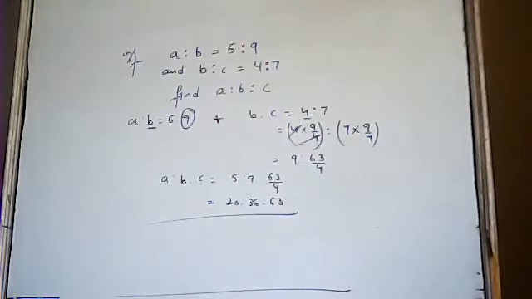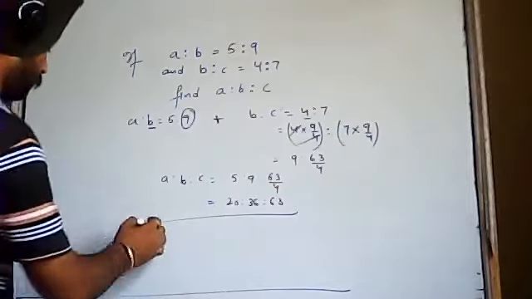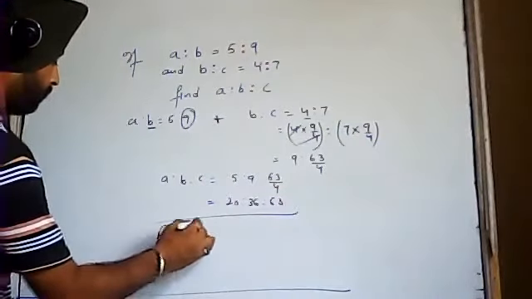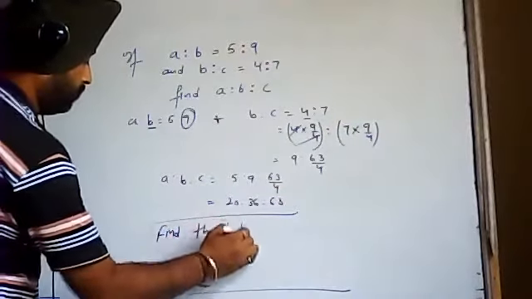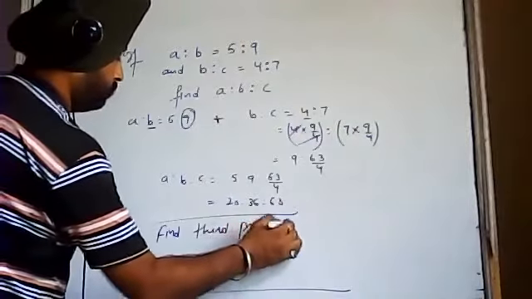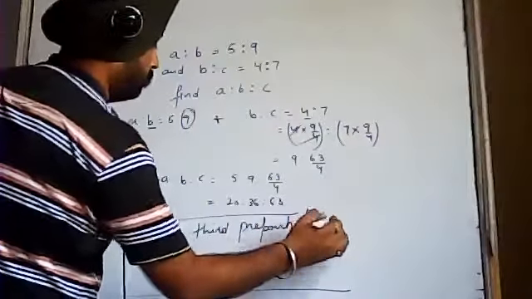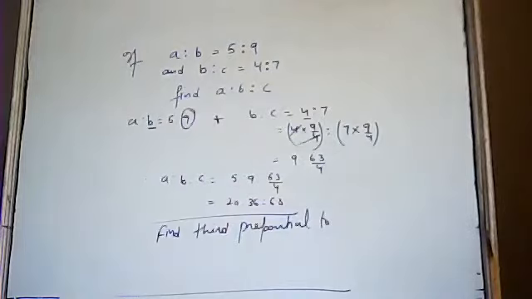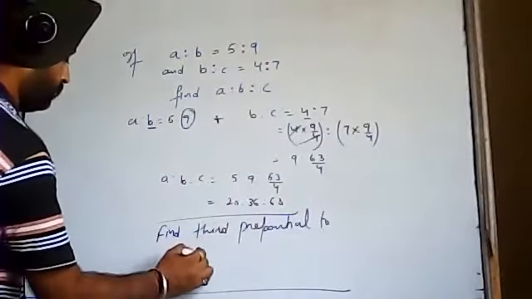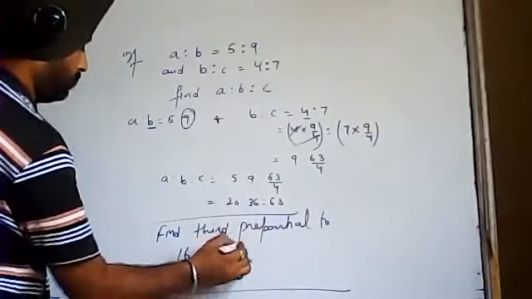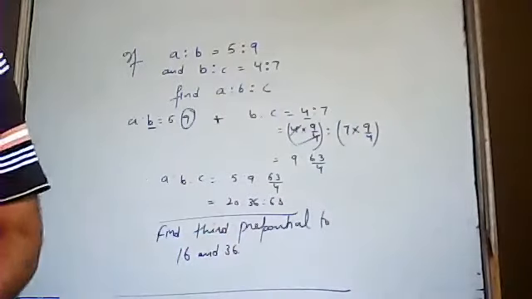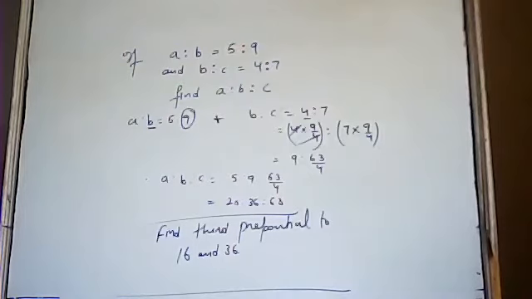This was the answer of this first question. And now we find third proportional to 16 and 36. Alright, solve this question. Find third proportional to 16 and 36.